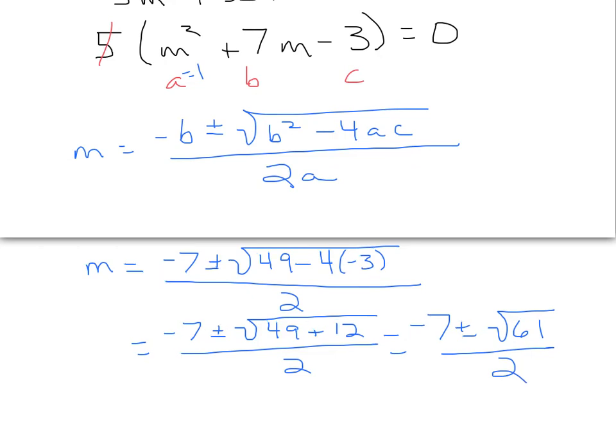And since 61 is a prime number, that is our answer. m is either going to be negative 7 plus square root of 61 over 2, or m is going to be negative 7 minus square root of 61 over 2.